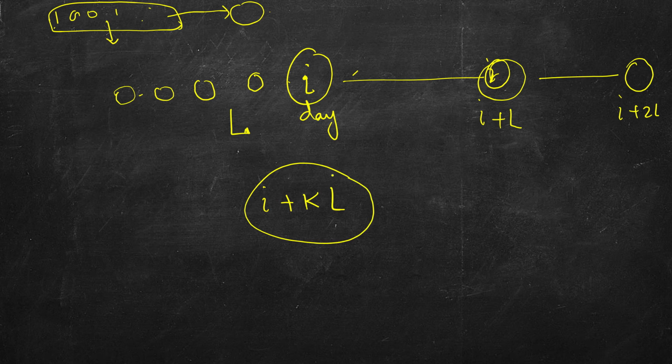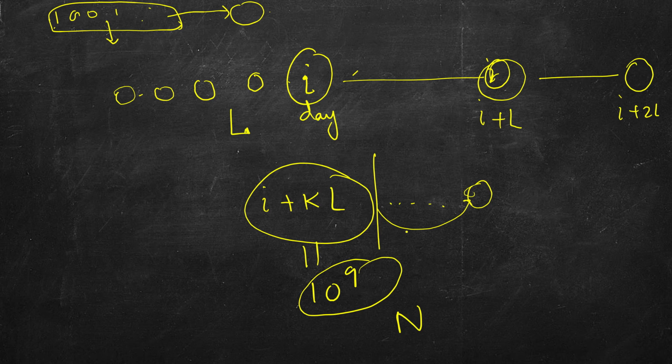So this I plus KL may be exactly equal to 10 raised to the power 9, or maybe a few values are left. It should be less than L. If it's more than L, then again it will repeat after L. So it will end just after whatever n is given to us, and we will need to solve for the remaining values, which will be less than L.